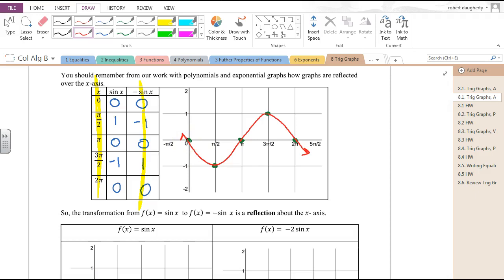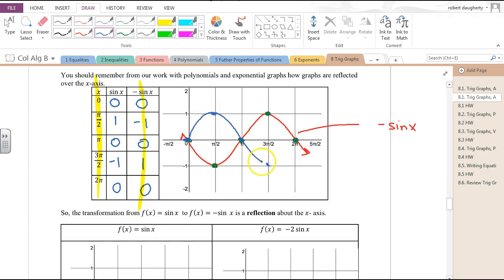So the function in red is negative sine of x. If I were to graph the sine of x, remember what the sine of x did? It started at 0, it ended at 0. Halfway in between it was 0. Halfway between there it went up to 1 and down to negative 1.